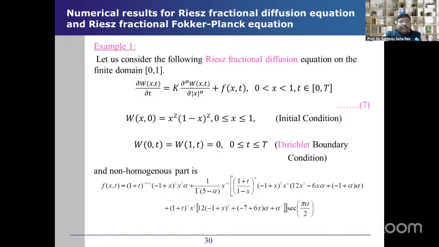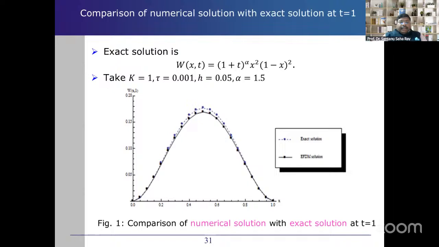Here the initial condition is w(x,0) equal to x square into (1 minus x) whole square, where x is greater than or equal to 0 and less than or equal to 1. And the Dirichlet boundary condition is w(0,t) equal to w(1,t) equal to 0 for t greater than or equal to 0 and less than or equal to capital T. And the exact solution is w(x,t) equal to (1 plus t to the power alpha) x square into (1 minus x) whole square. This problem has been solved for the parameter capital K equal to 1, temporal step tau taken as 0.001, spatial step h taken as 0.05, and fractional order alpha taken as 1.5.